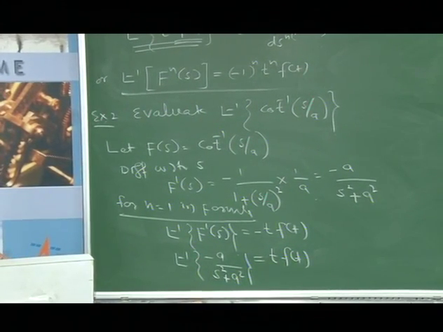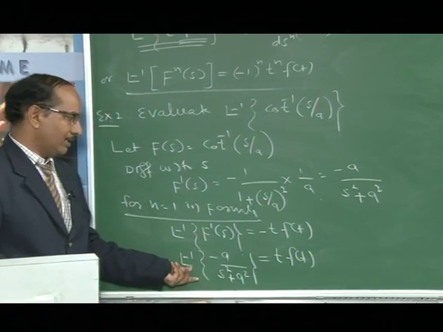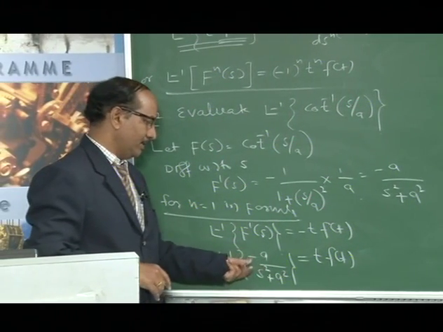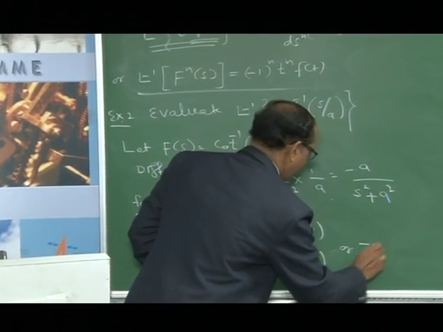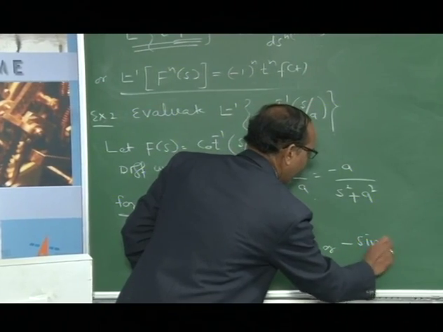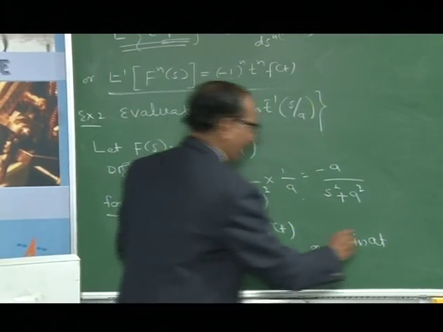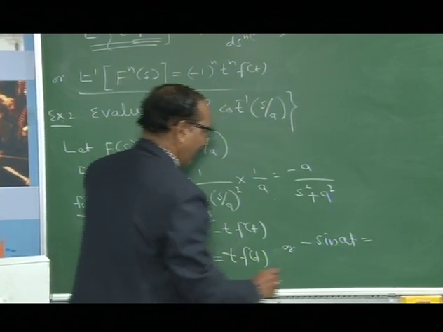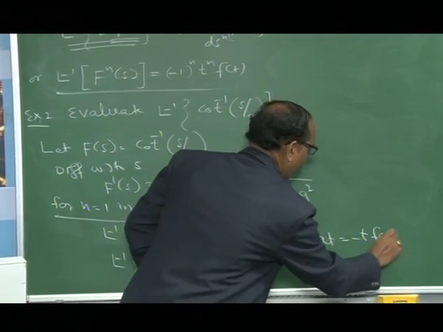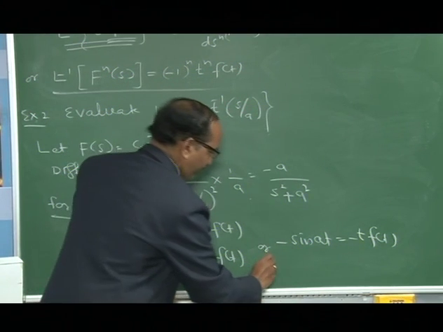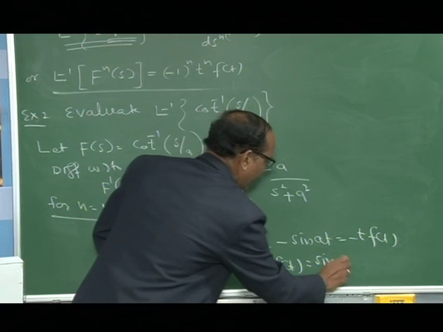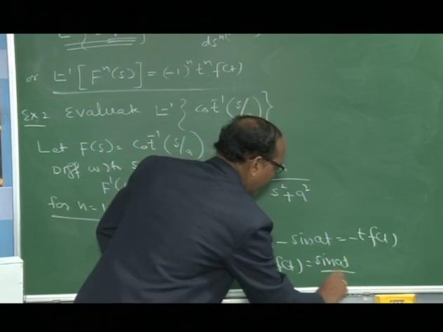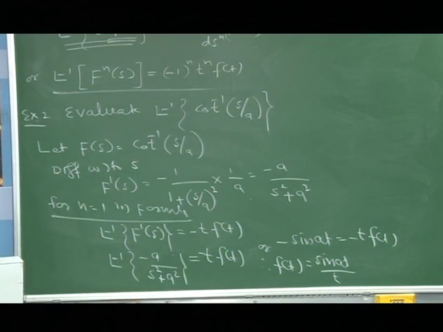So, in this expression find out f of t. We know the L inverse of the left hand side, that is sin a t directly, as minus is a constant. The right hand side is the same, minus t into f of t. So, f of t is equal to sin a t divided by t, that is the inverse of the given problem.